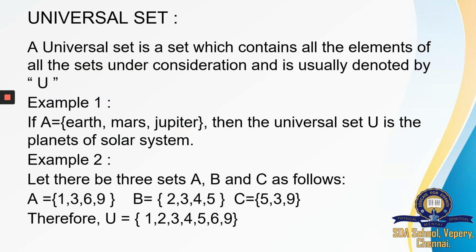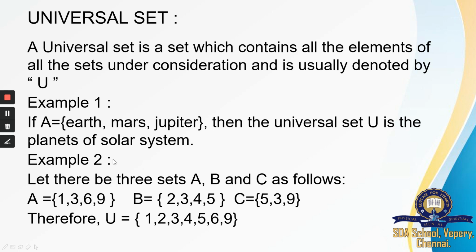We have the universal set. What is a universal set? A universal set is a set which contains all the elements of the sets under consideration. So basically, if you take, for example, A as Earth, Mars and Jupiter, then my universal set will consist of all the planets of the solar system, right?